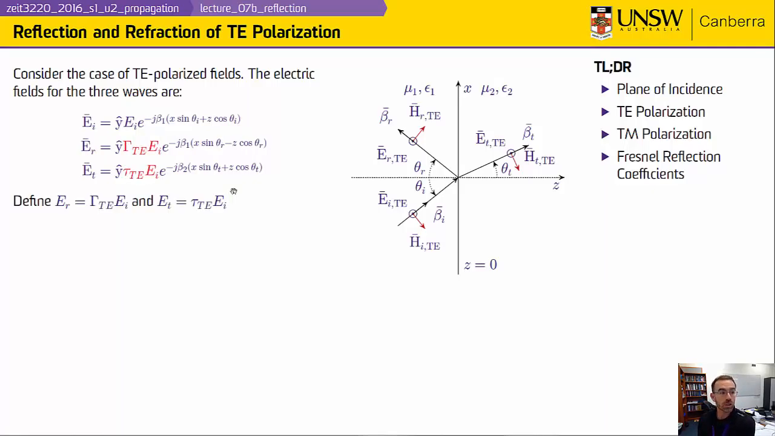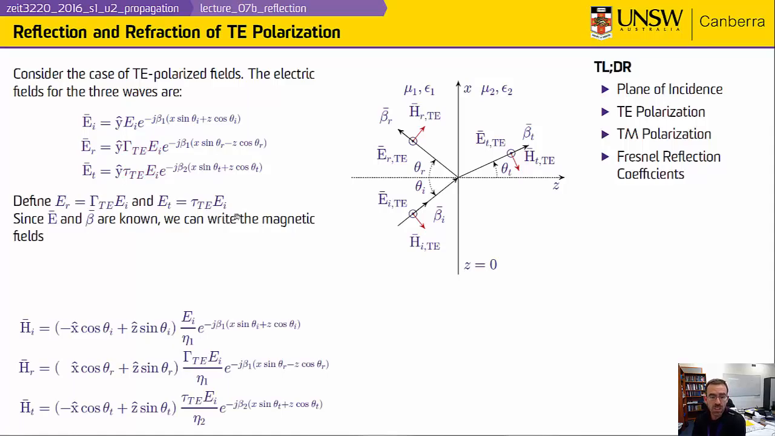So the first step we're going to do is define the reflection and transmission coefficients. And we're going to say that the reflected field is written as the reflection coefficient times the incident field, and the transmitted field is the transmission coefficient times the incident field. So now we're going to be solving for gamma and tau. We've written everything in terms of E incident.